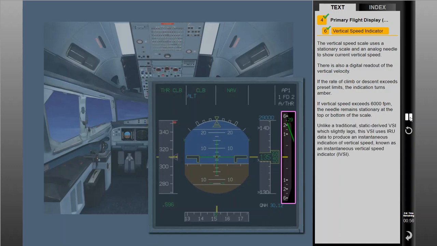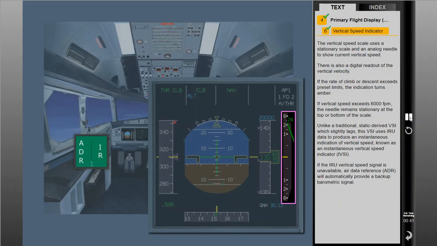Unlike a traditional static-derived VSI, which slightly lags, this VSI uses IRU data to produce an instantaneous indication of vertical speed, known as an Instantaneous Vertical Speed Indicator, or IVSI.